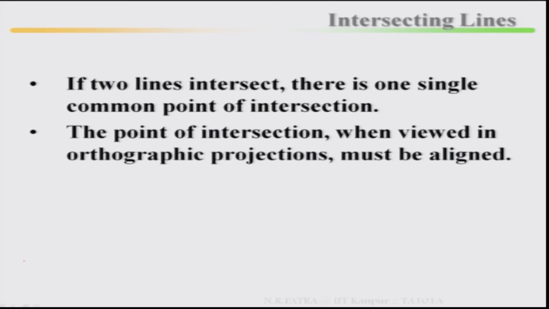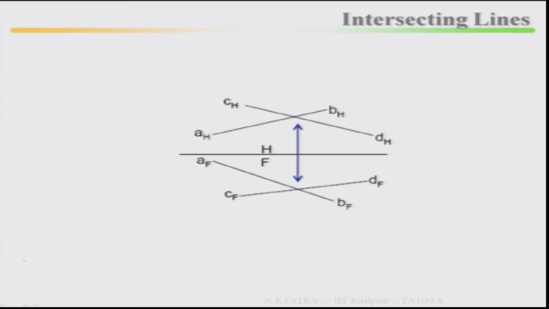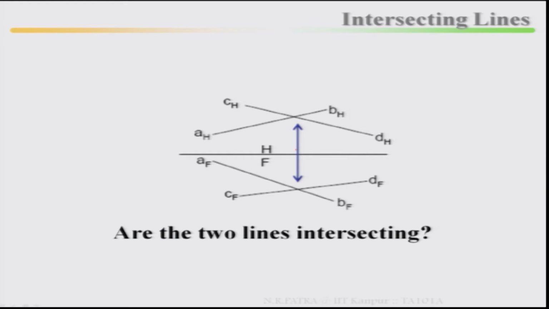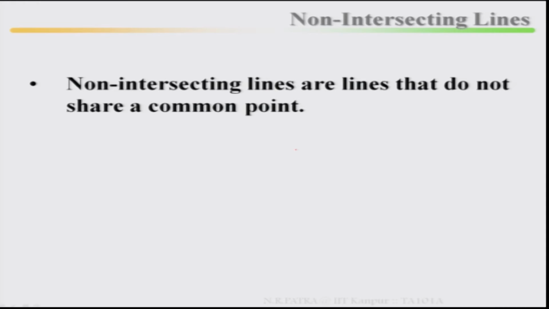The point of intersection when viewed in orthographic projection must be aligned. Therefore, any two lines are said to be intersecting if the point of intersection is aligned in all of the views. Here you see the top view and front view, it is aligned. That means, are these two lines intersecting? Yes, as the point of intersection is aligned.